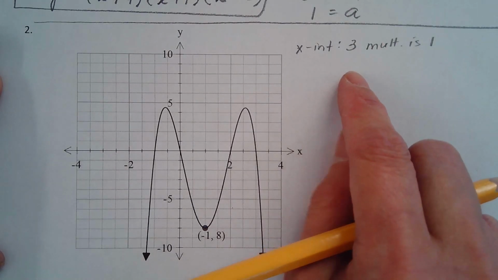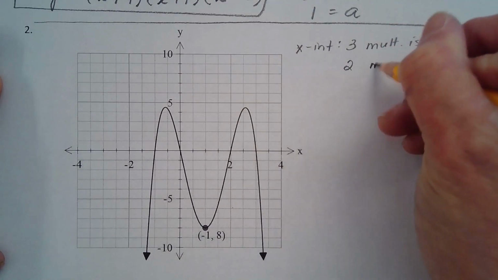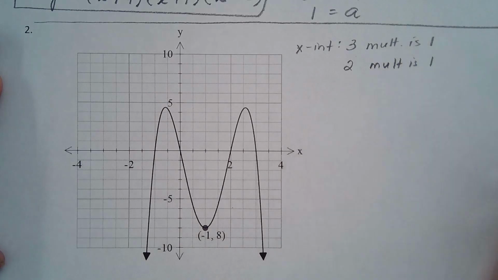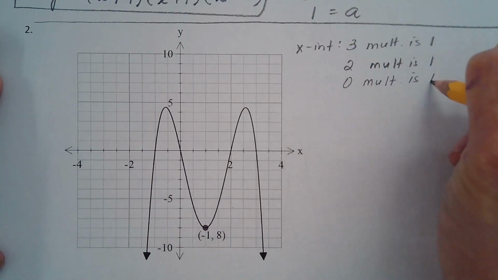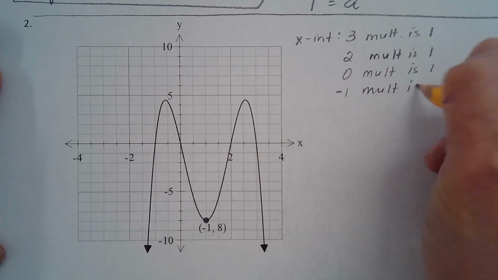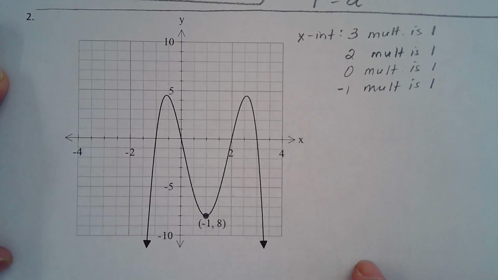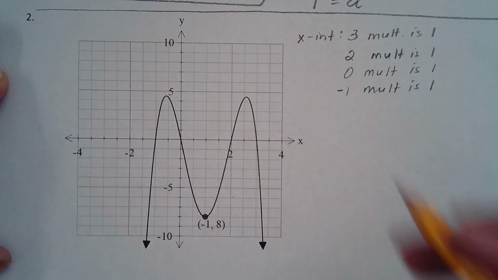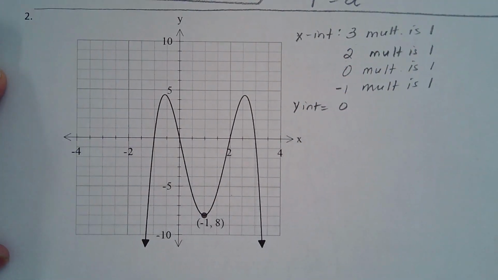There are 3 of them. 0, multiplicity is 1. And minus 1, multiplicity is 1. Perfect. Good. We get 4 x-intercepts there. Okay, what else do you know? The y-intercept is 0. Yeah, the y-intercept is 0. What else do you know?